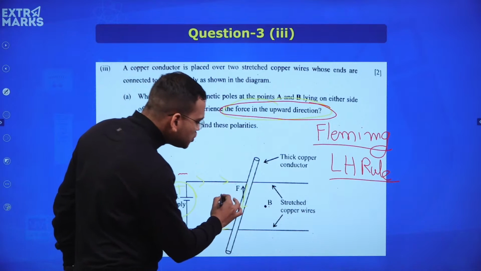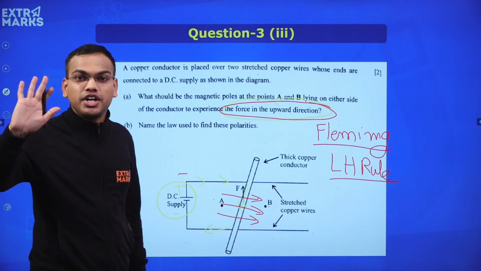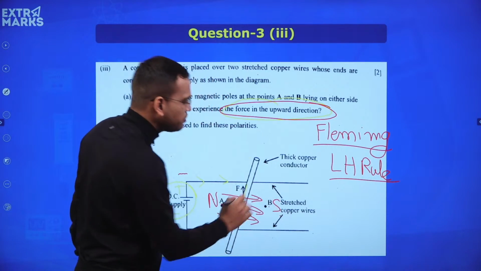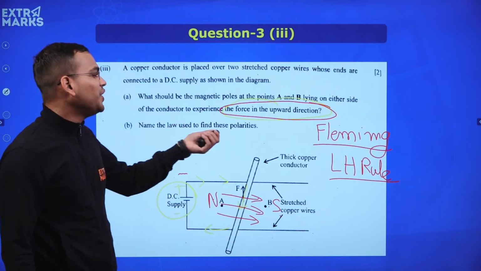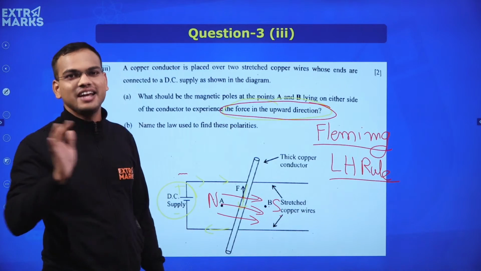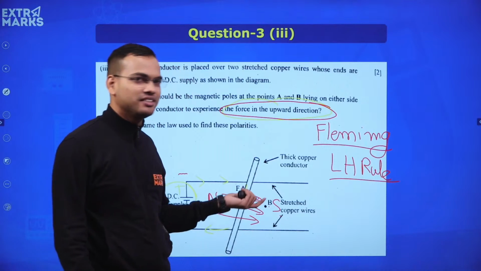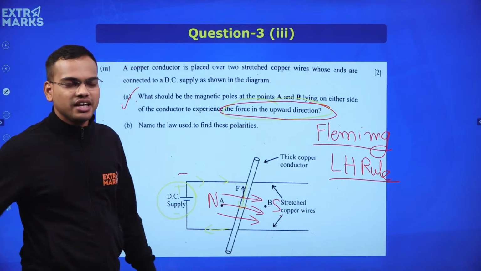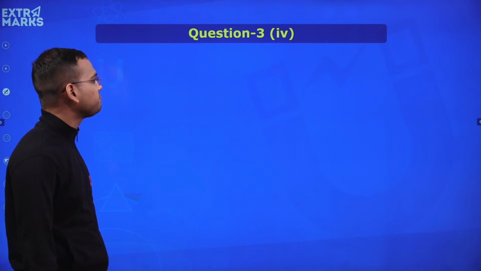Magnetic field lines always originate from the North Pole or South Pole? North Pole. So this is the North Pole and this is the South Pole. So A is the North Pole and B is the South Pole. Now name the law that is used to find this polarity. This question just asks you to write the rule or name, because you have already used that rule to find this. This question was just a formality, so you can get marks for free.